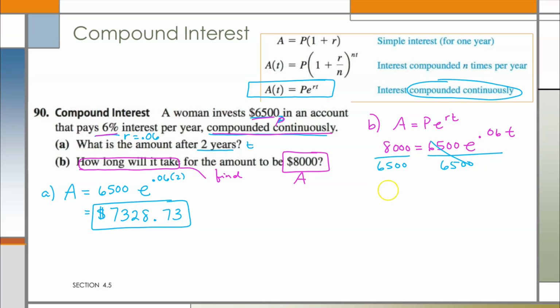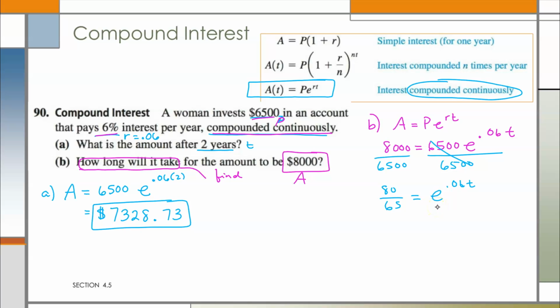So we get 80 over 65. I could reduce it more, but let's just leave it like that. 80 over 65 equals e to the 0.06t. I know our fraction can be reduced a little bit more, but we'll just leave it like that. Okay, so to solve an exponential, we isolate it. After we isolate our exponential, then we have to decide how to get rid of base e.